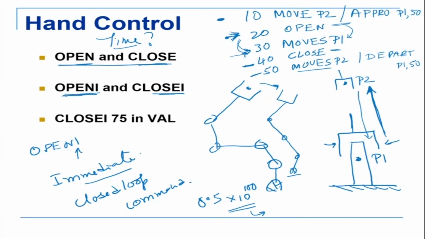Now the other command is close eye 75. That means you can control the amount by which the gripper can open. So this is my 75 now, so it will close till 75. But most grippers are just open close. You can't control that.